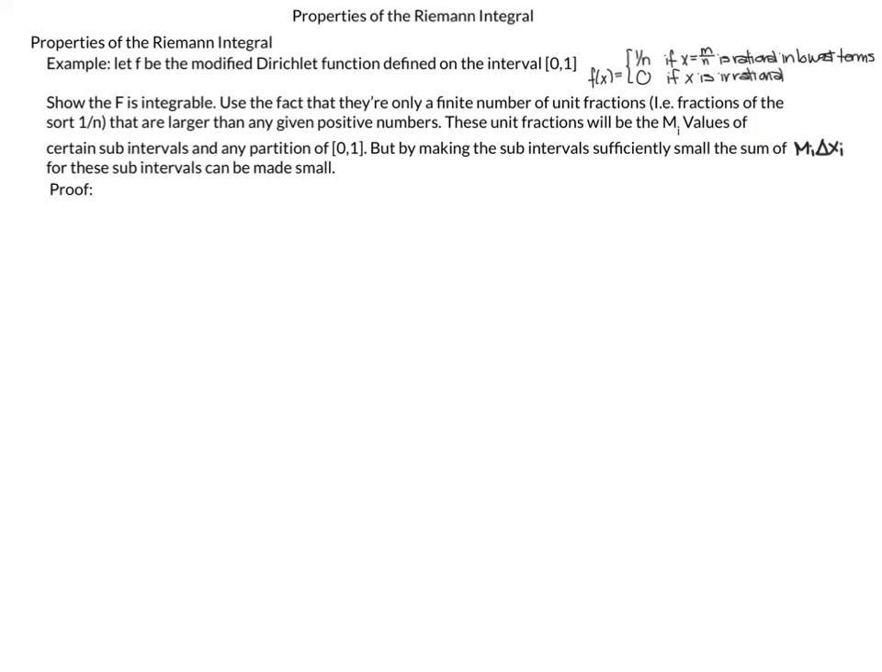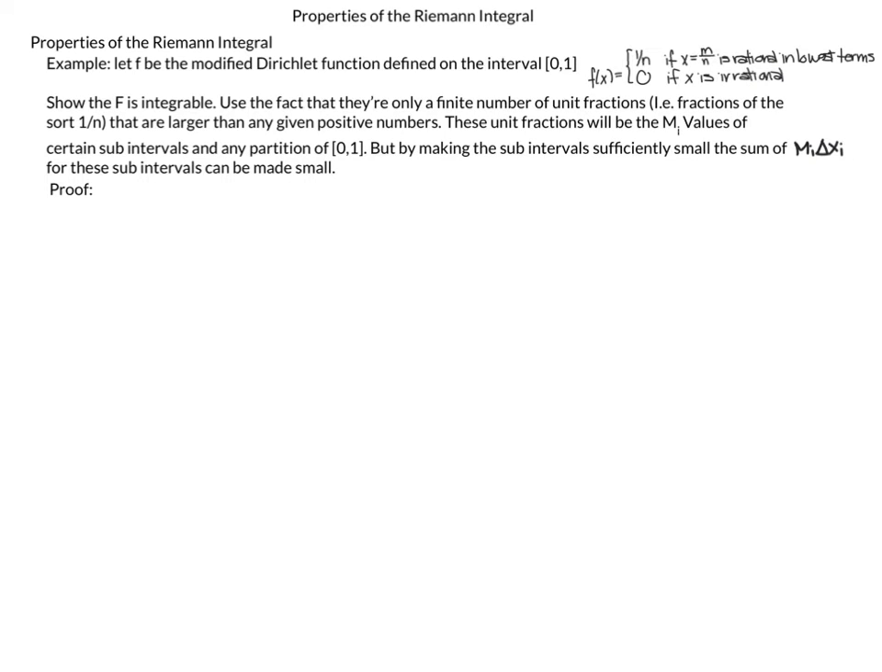For our next example, we are going to look at this modified Dirichlet function over here, where f of x is equal to 1 over n if x is equal to a rational number m over n, in lowest terms. Otherwise, f of x is equal to 0 when x is irrational. We want to show that f is integrable.